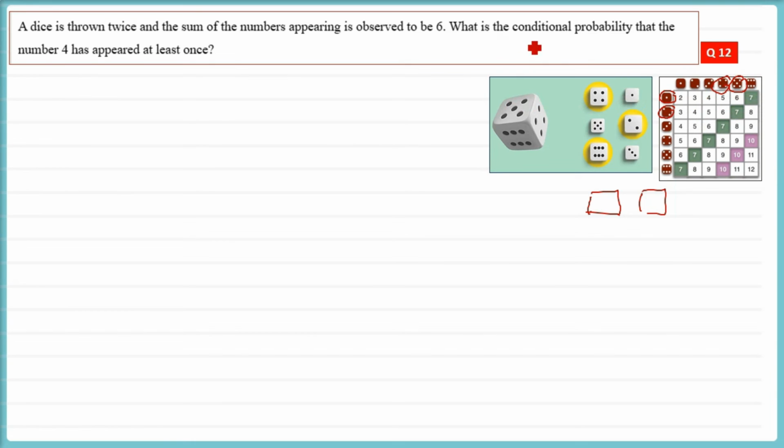Now what is required here? Let's write the sets here first because we have to start with the experiment. An experiment has different events and events are sets of elements. So B is here, the sum on the 2 dice is 6, because this is already given. A, I'm writing it in short. A is the number 4 has appeared at least once. So the A set will be what?